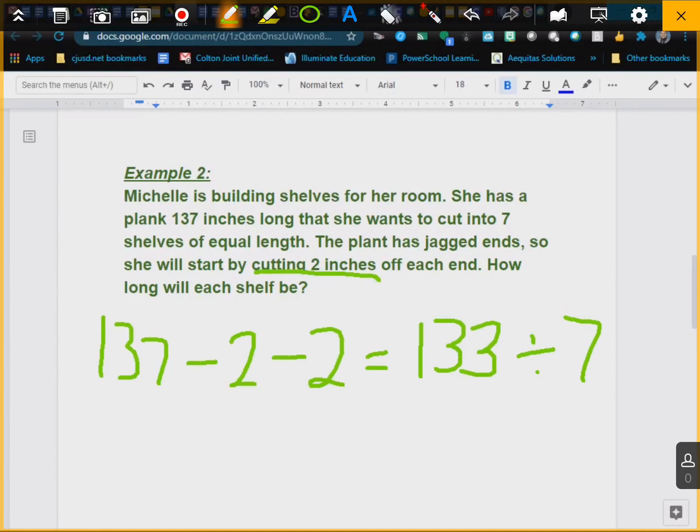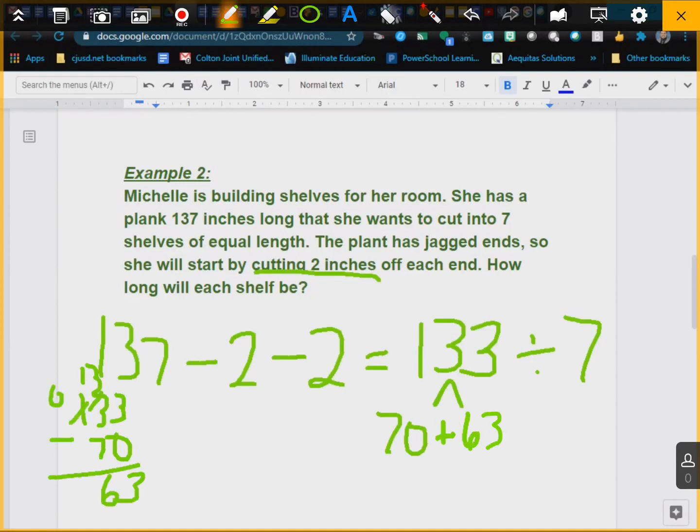So I have to break it into smaller parts. So I know 7 times 10 is 70. And if I take 133 and subtract 70 from it, I get 63. So it's going to be 70 plus 63, and that's going to equal 133. So I had 10, and 7 times 9 is 63. So it's going to make it 19.